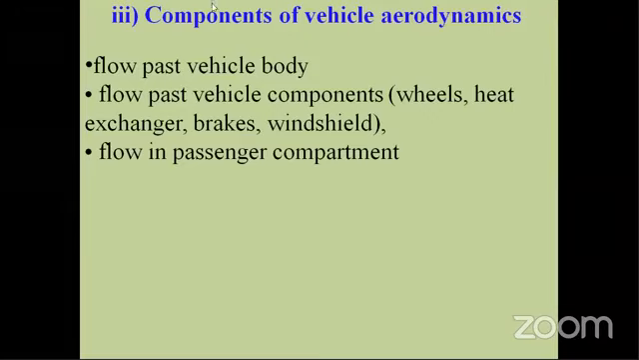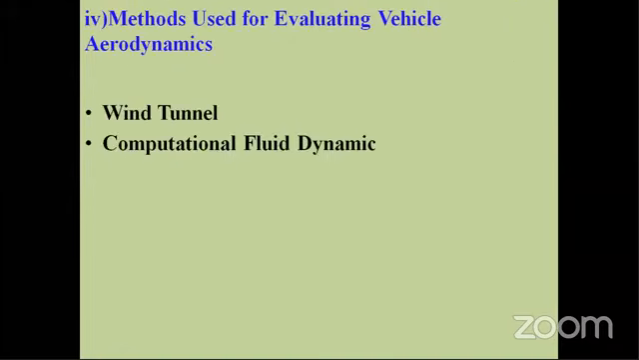The components of vehicle aerodynamics are flow past the vehicle body, flow past vehicle components like the wheel, heat exchanger, brakes, windshield, and flow in the passenger compartment. Windshield is our front glass. Basically people use the wind tunnel to evaluate experimental performance, but nowadays along with the wind tunnel we have computational fluid dynamics to assist us.